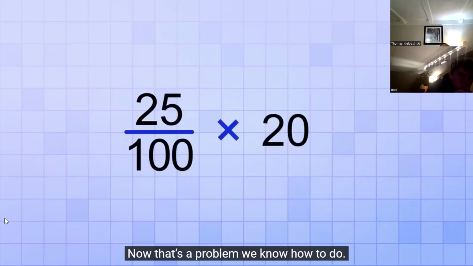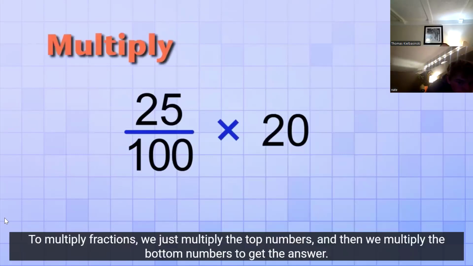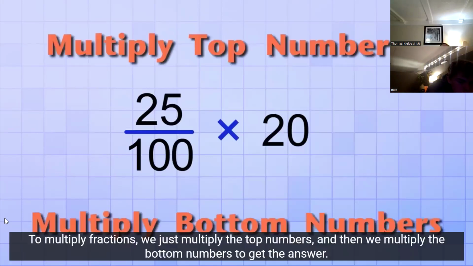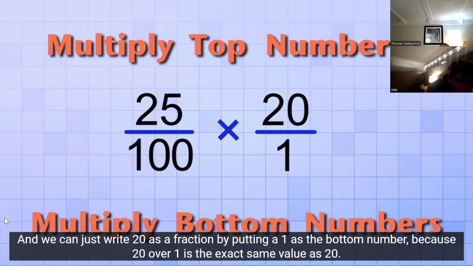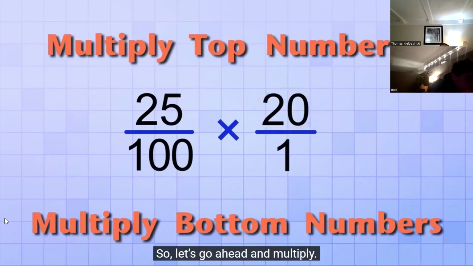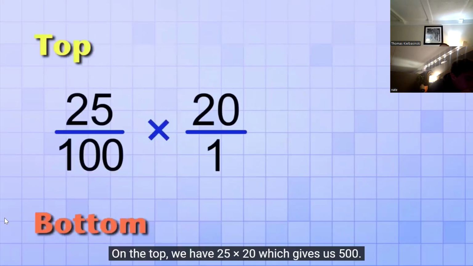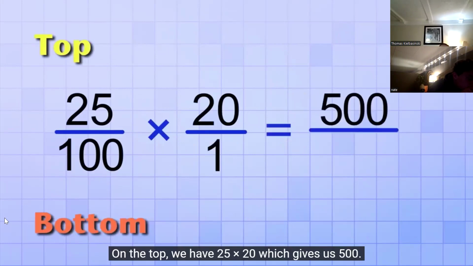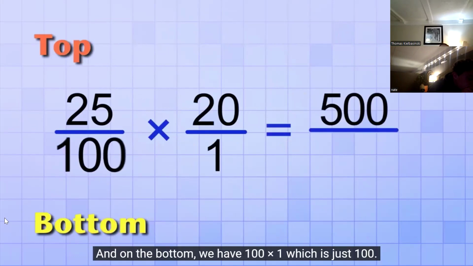To multiply fractions, we just multiply the top numbers, and then we multiply the bottom numbers to get the answer. And we can just write 20 as a fraction by putting 1 as the bottom number, because 20 over 1 is the exact same value as 20. So, let's go ahead and multiply. On the top, we have 25 times 20, which gives us 500. And on the bottom, we have 100 times 1, which is just 100. So our answer is 500 over 100.